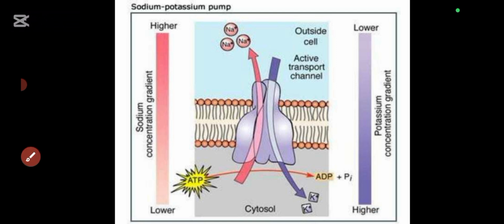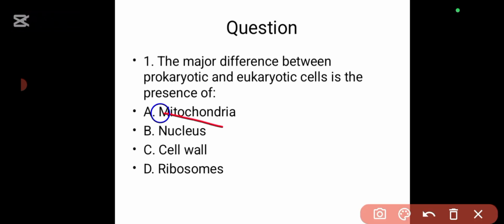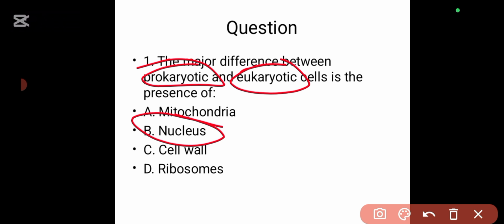Okay, now let's go to questions and answers on this aspect. Question one says, the major difference between prokaryotic and eukaryotic cell is what? The presence of mitochondria, nucleus, cell wall, or ribosome. The answer is the presence of nucleus. Prokaryotic cells don't have a definite nucleus. Eukaryotic cells have a definite nucleus. So that is the answer.